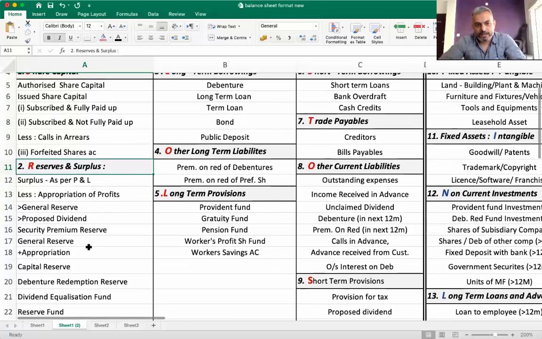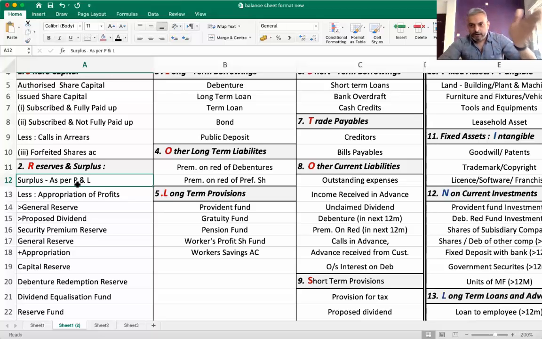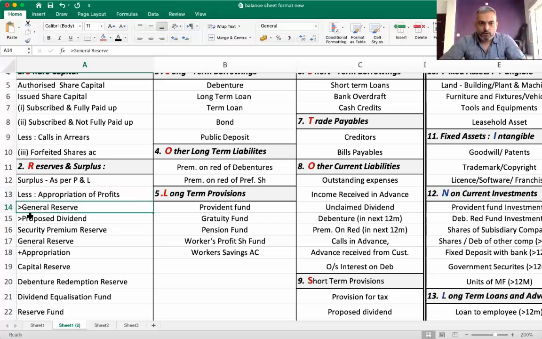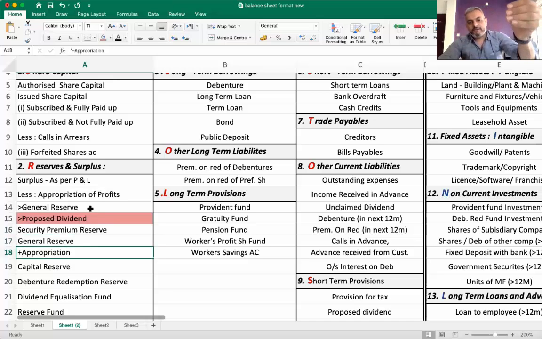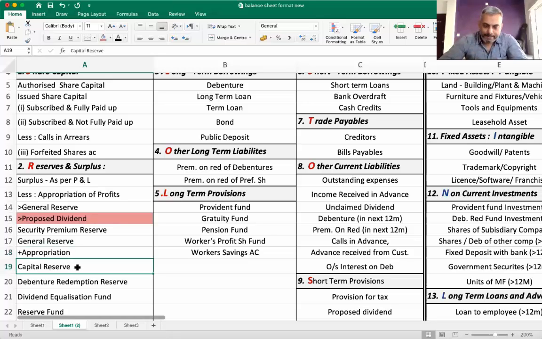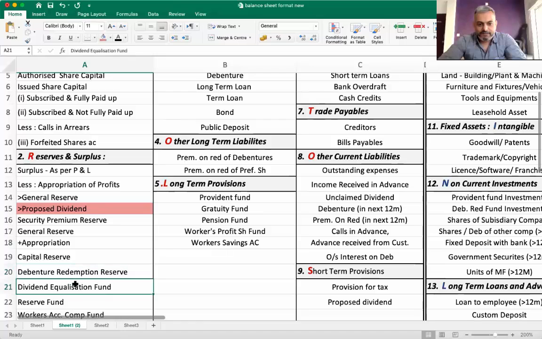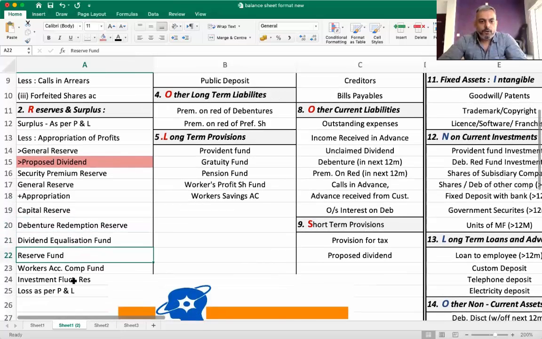Then you come to the subheading reserve and surplus. In reserve and surplus, you have surplus as per profit and loss. So what is this? What we found out right now in the statement of profit or loss. So that is surplus less appropriation of profit. So where does this profit go? It can go to general reserve. It can go to proposed dividend. This is important. Apart from this, it will have security premium reserve. Then you have general reserve plus appropriation. So anything you are adding to general reserve, then you have capital reserve, debenture redemption reserve, dividend equalization fund, reserve fund, worker accident compensation fund is also a reserve, and investment fluctuation reserve is also a reserve.